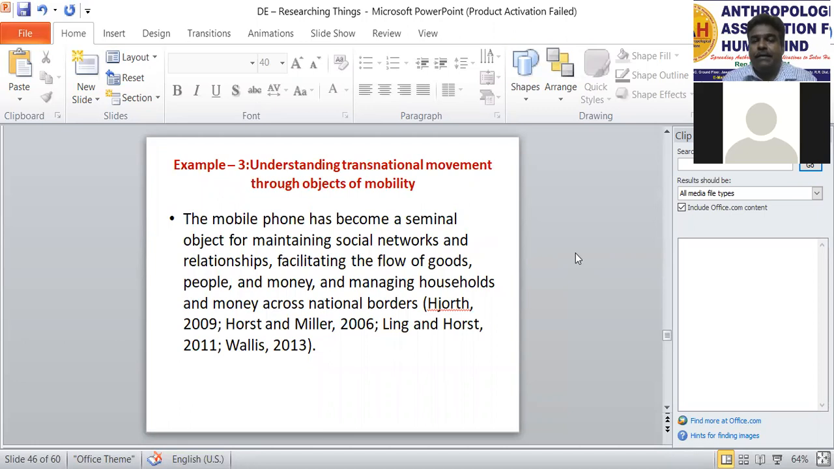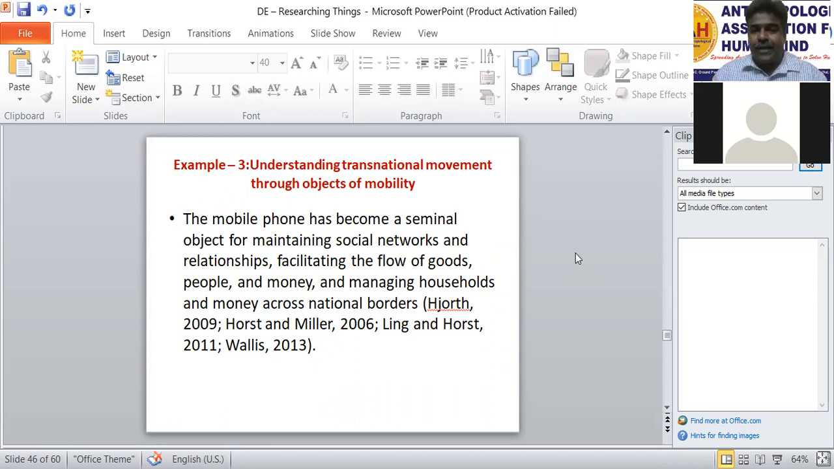The third example: understanding transnational movement through objects of mobility. So the authors have presented three examples to help us understand how to undertake digital ethnographic efforts focusing on things as a concept, so that we can understand how digital media technologies are things, through this third example. Let us see. The third example: understanding transnational movement through objects of mobility.